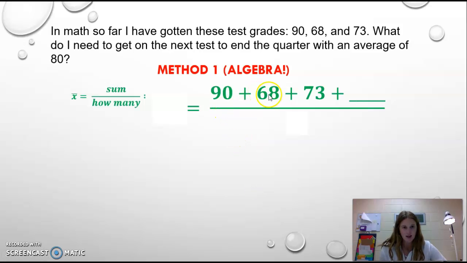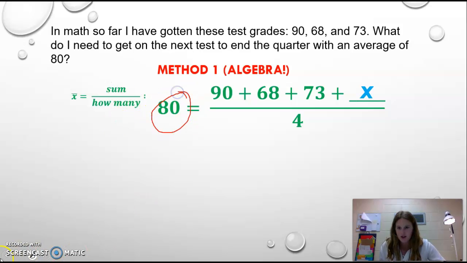So 90 plus 68 plus 73 plus something I don't know. And whenever I say something I don't know, in algebra we call that x, or we give it a variable. Now to take an average, I need to divide by how many things I have. I have 4 tests, so you're adding these up in the numerator, and you're dividing by 4, and you're setting it equal to the average that I know. I know that I want to end the quarter with an 80. So you add all these things up, there's my x, there's my divided by 4, and you set it equal to the average. So if I get my pen out over here, you are going to see this is where the average comes in. I know that I want an average of 80.